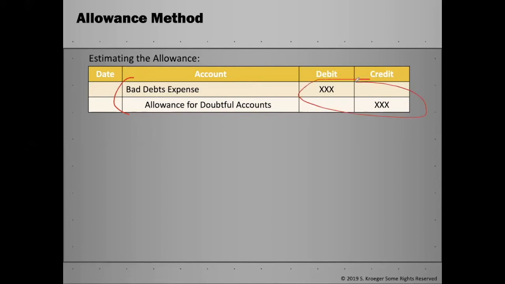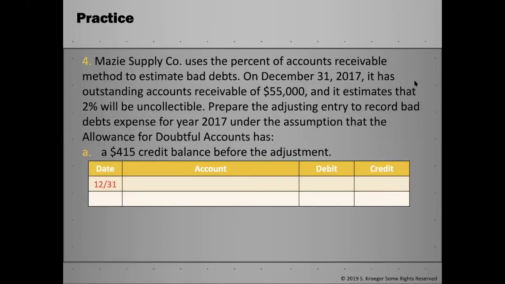We're just trying to come up with the amount here. So first I'm just going to put these two account names in, and then we'll figure out the amount. The date is 12/31. It's the end of the year. We have the two journal entries, bad debt expense and allowance for doubtful accounts. Remember, always use these when we're estimating the allowance.